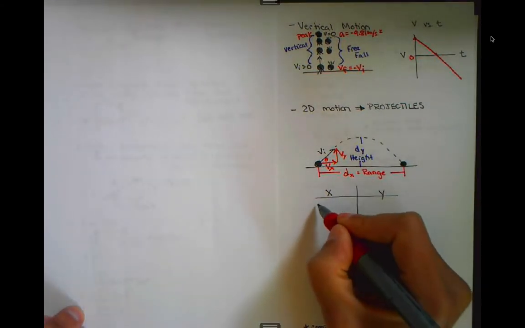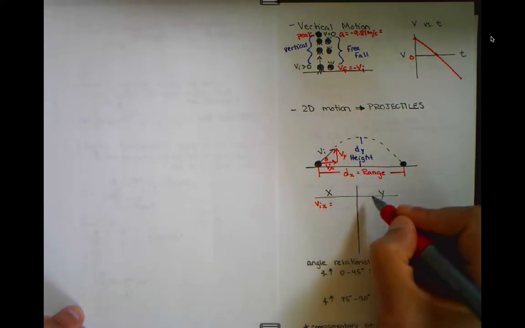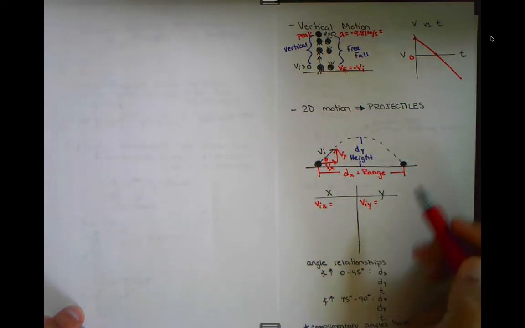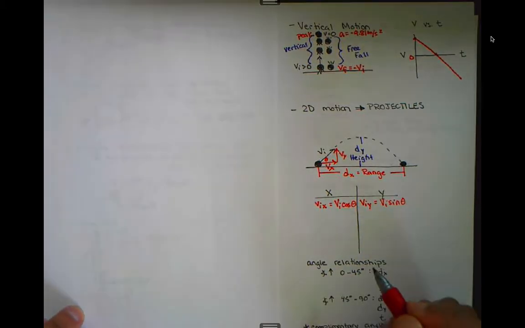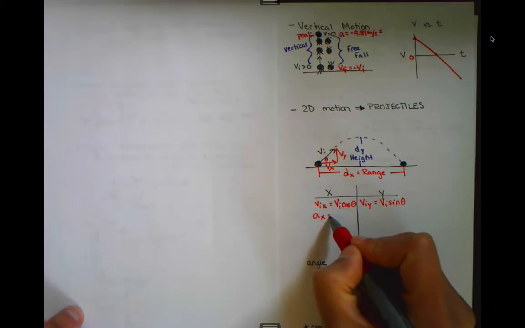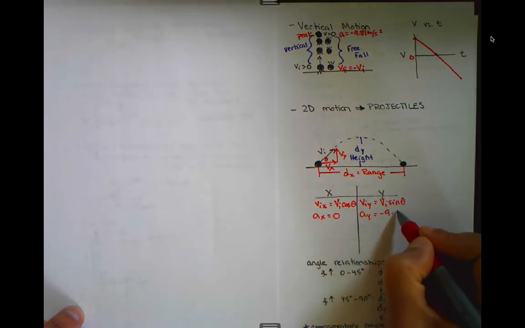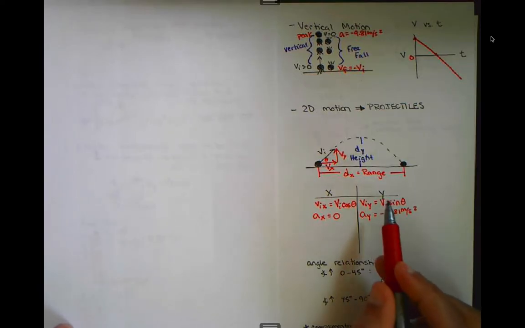Here's where we created our xy chart. So you have initial velocity in the x direction, initial velocity in the y direction. Okay, and those equations we derived together. So this would be vi times the cosine of theta, right, because this is my adjacent side. And this would be vi times the sine of theta. Okay. For every single projectile problem, acceleration in the x direction is 0, right? And the acceleration in the y direction is due to gravity, so negative 9.81 meters per second squared.